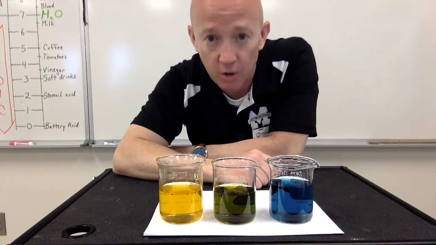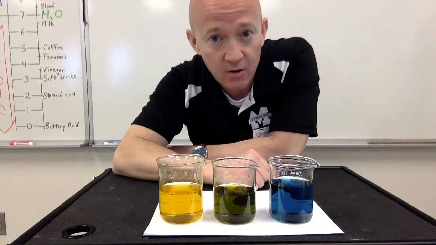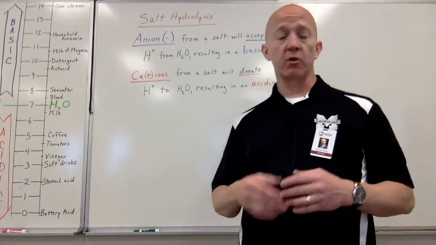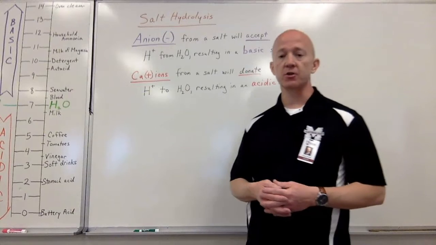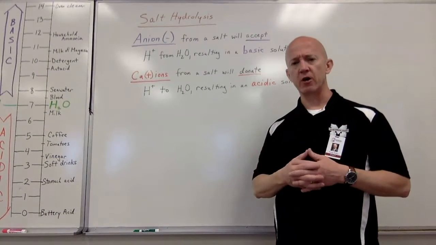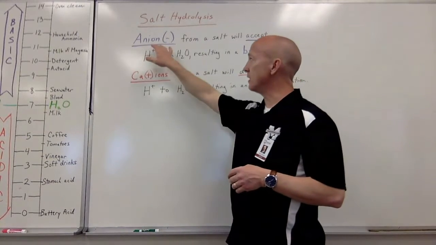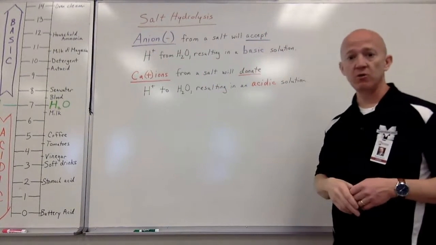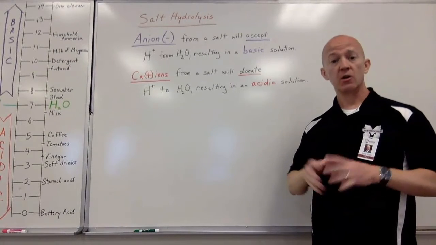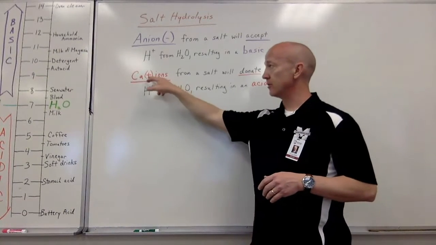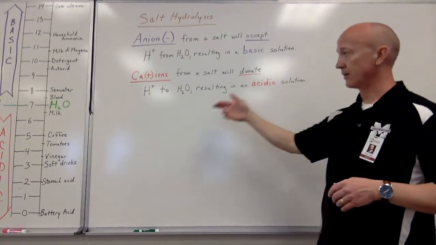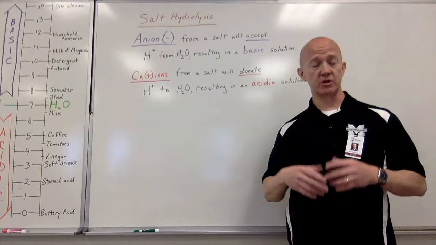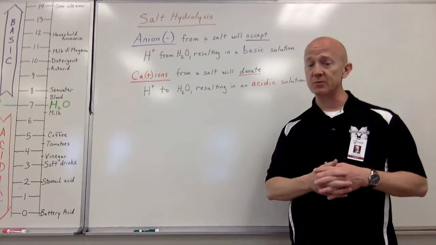So how do we know if a salt will produce an acidic solution, or a basic solution, or a neutral solution? Whether or not a salt produces an acid solution or a basic solution has to do with something called salt hydrolysis. So what happens in salt hydrolysis? Well, it may be that the anion portion, or the negative portion, of that salt will accept hydrogen ion from H2O and result in a basic solution. Or it may be that the cation, the positive portion of that salt, will donate hydrogen ion to water, thus resulting in an acidic solution. The kind of solution depends on the strength of that conjugate base or conjugate acid.